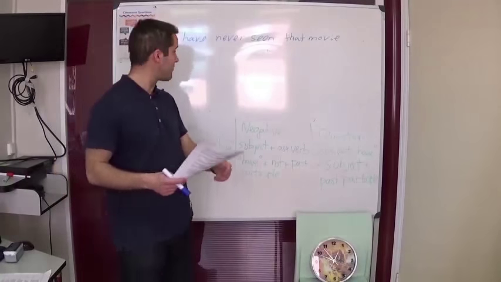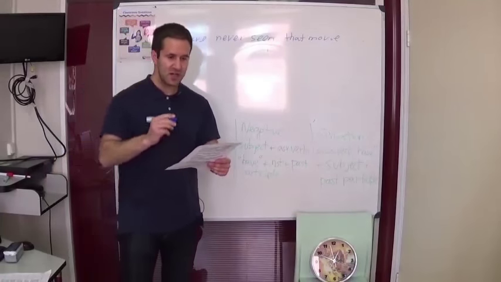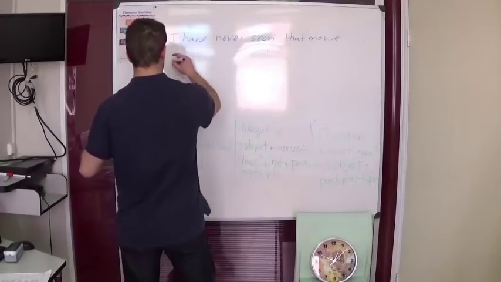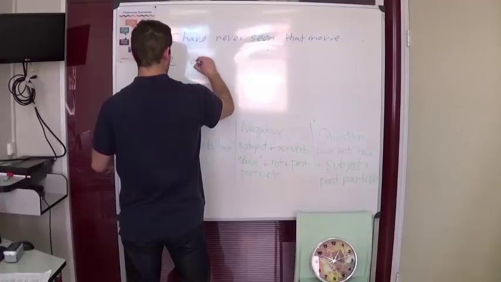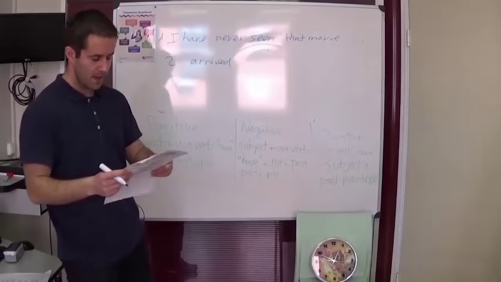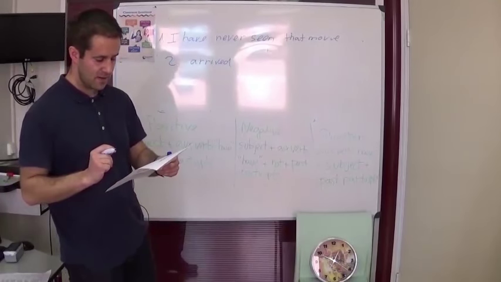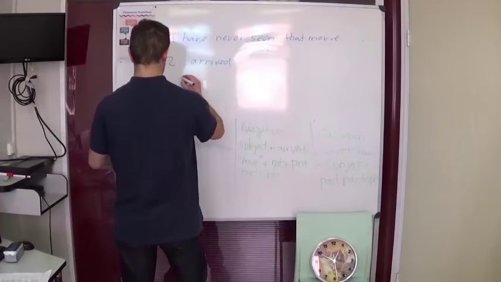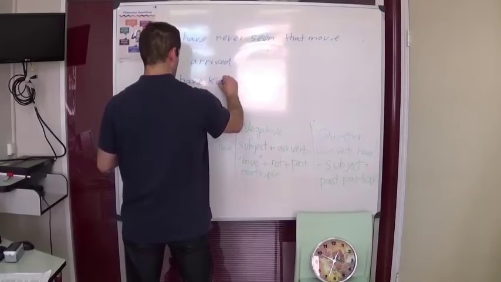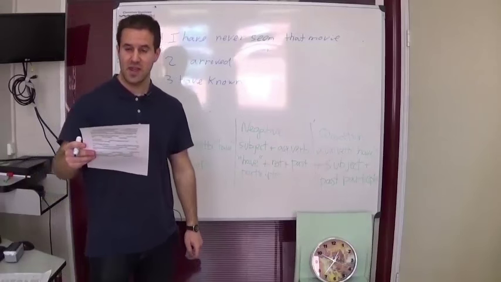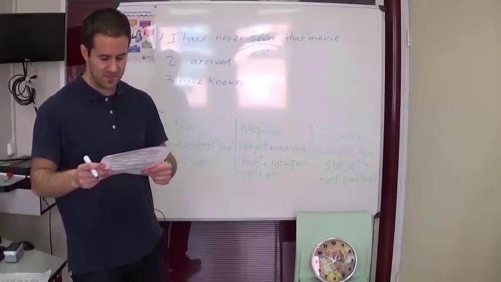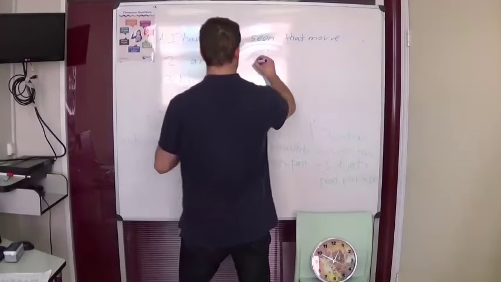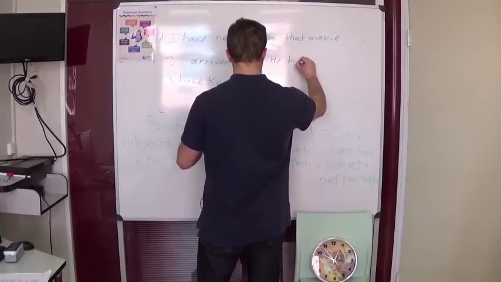Okay, so let's take a look at the first, in this case, the second exercise. Student one, how would you do this one? Very good. Sam arrived in San Diego a week ago. So number two, we would have Sam arrived, right? Very good. And number three, student five. Exactly. My best friend and I have known each other for over 15 years. And number four, student four. Very good. He has written.